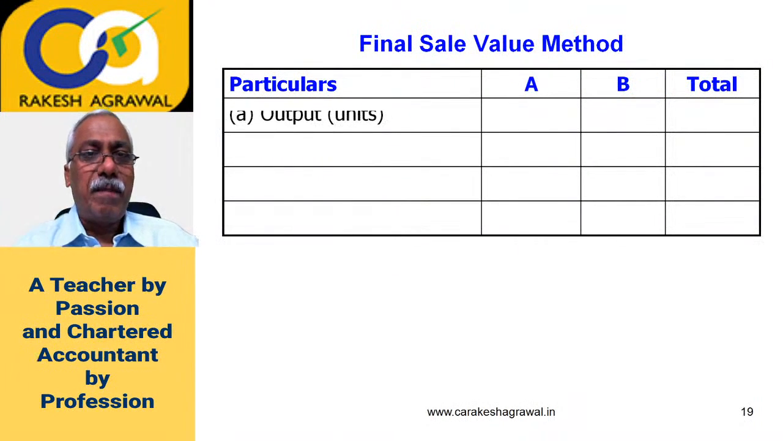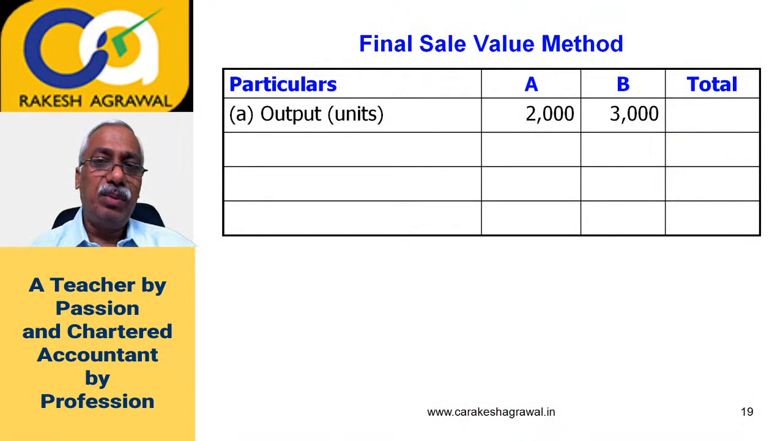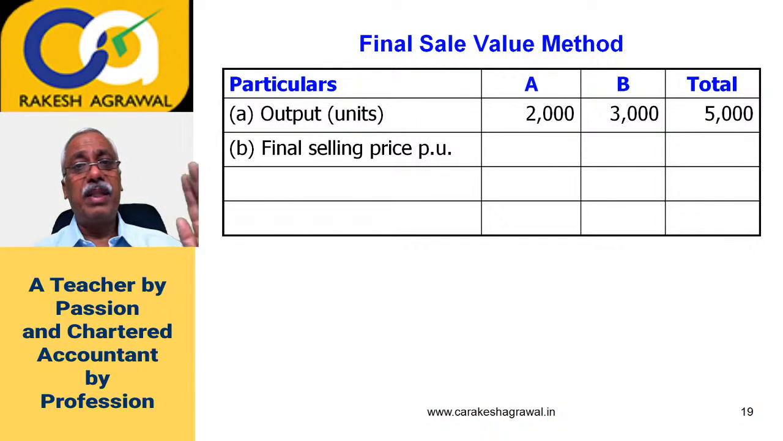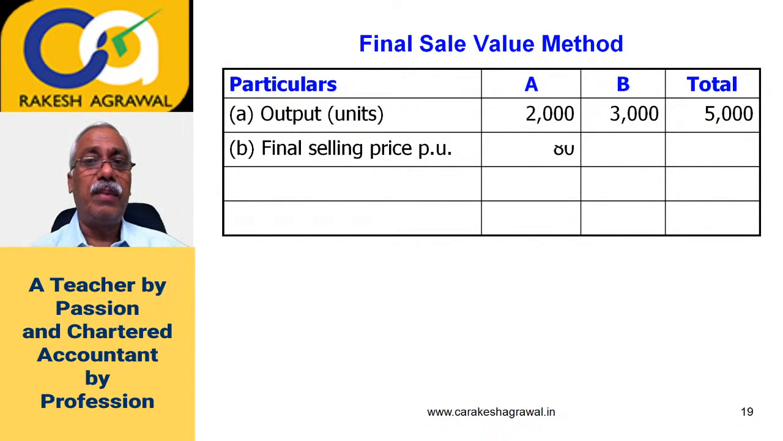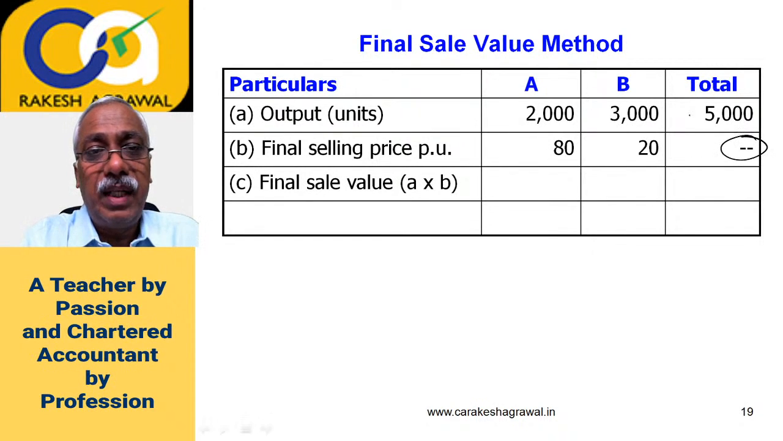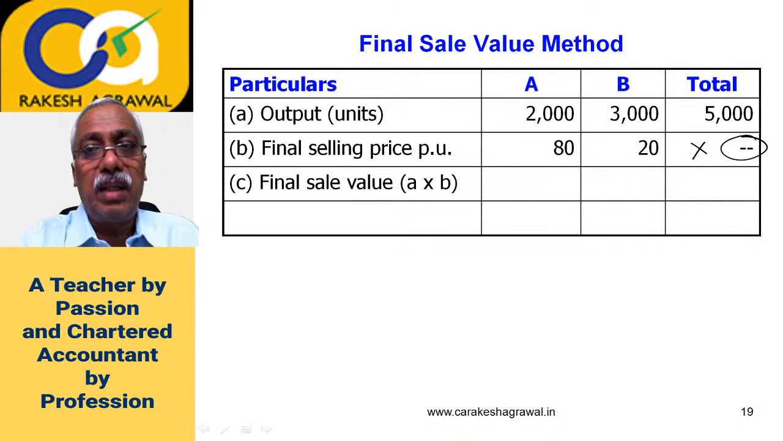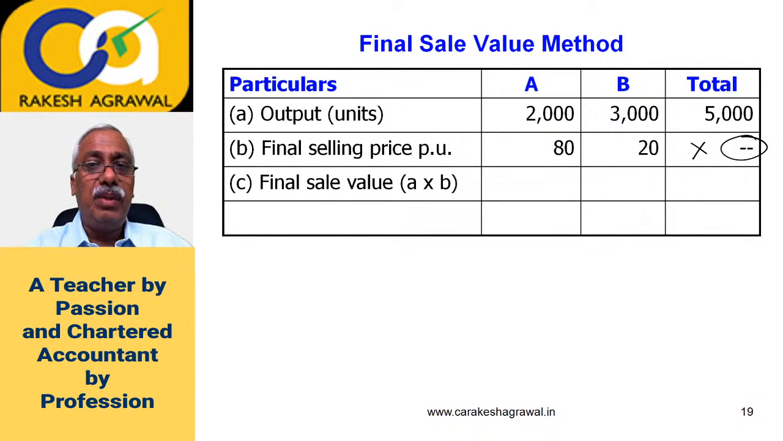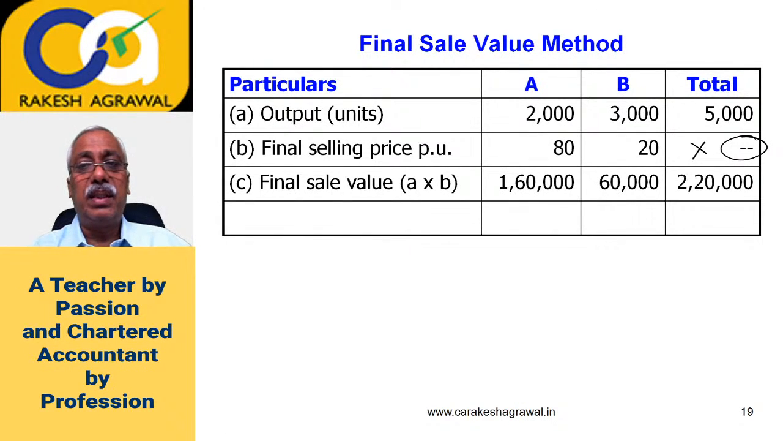Now it's very simple. Let us say output, I am again taking 2000, 3000 units, that is total 5000. I am taking final selling price. Final selling price means the ultimate selling price at which A and B will get sold. 80 rupees per unit and 20 rupees per unit I am assuming. Now, output into selling price. One more thing: we never take the total of selling price. Selling price total is illogical. We can take the total of sale value. Now the final sale value, that is quantity into selling price, is 1,60,000 and 60,000. 1,60,000 plus 60,000 is 2,20,000. It is the final sale value.